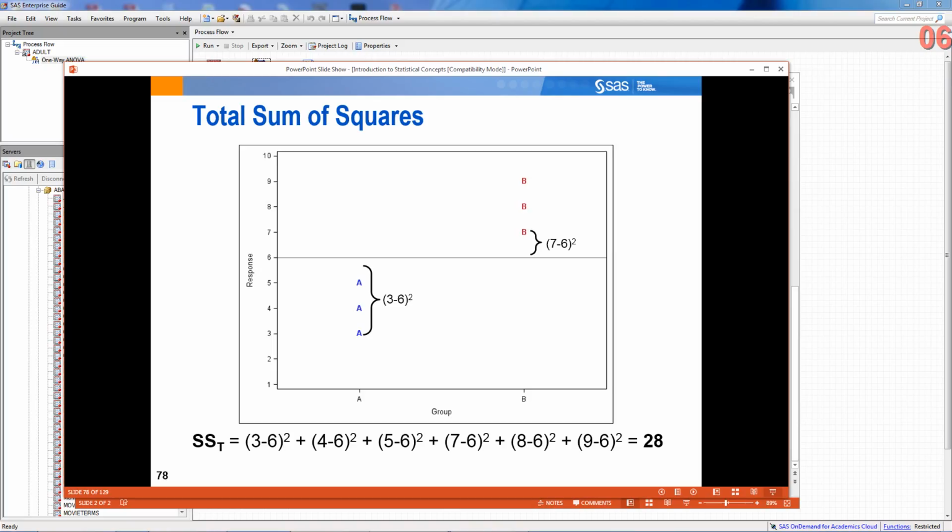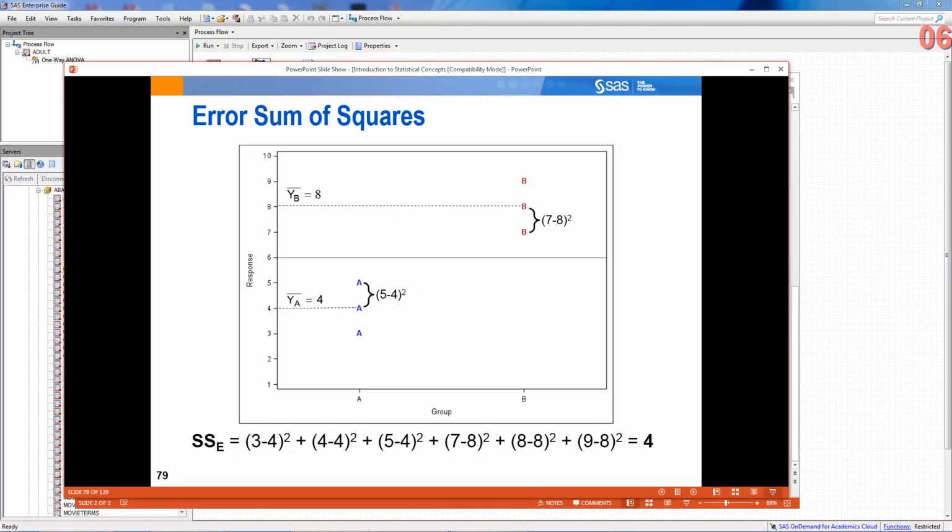So 3 minus 6 squared, 4 minus 6 squared, 5 minus 6 squared, and so on, and we come up with the number 28. Then we come up with what's called error sum of squares. Now error sum of squares will simply, for each group, tell us how far apart each observation is from the group's mean. In this case, group A has a mean of 4, and so the difference between 5 and 4, 4 and 4, 3 and 4, we add them together.